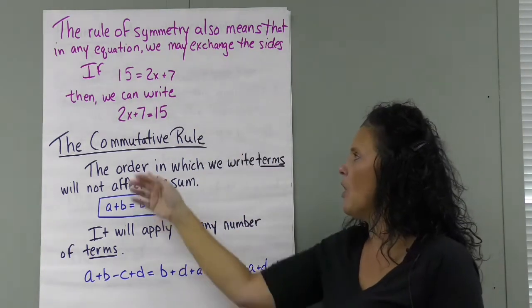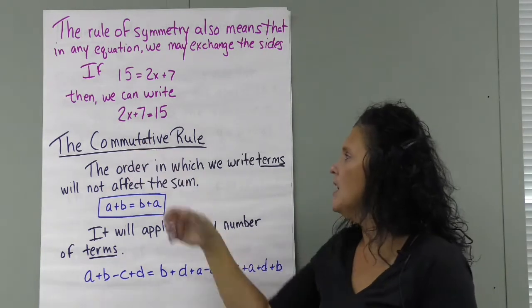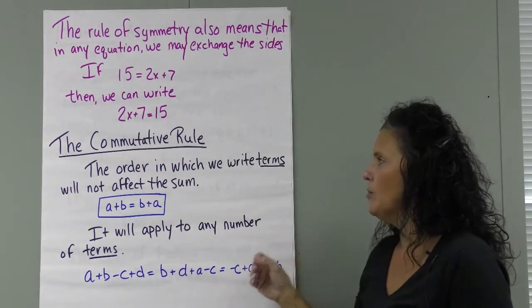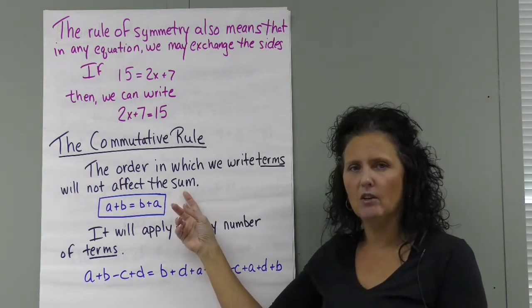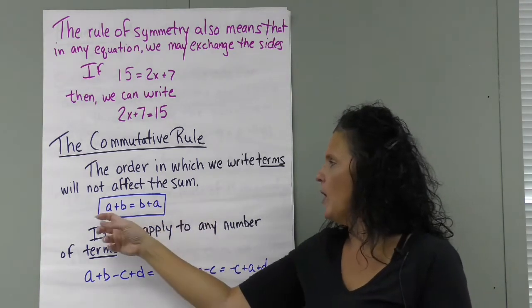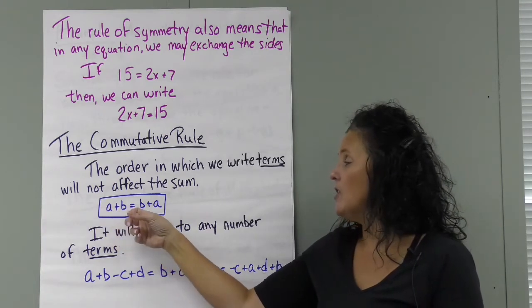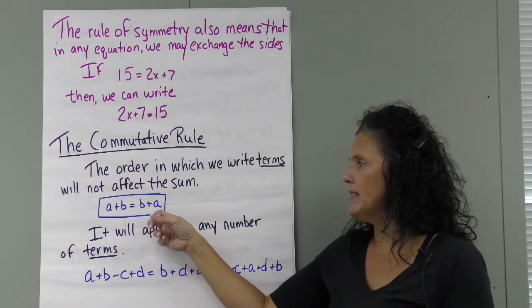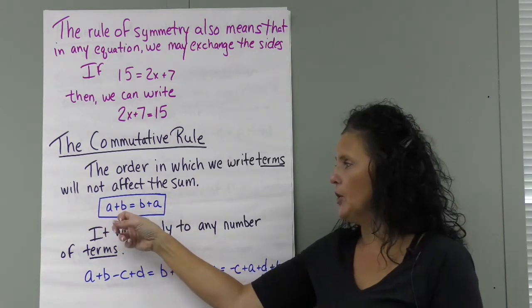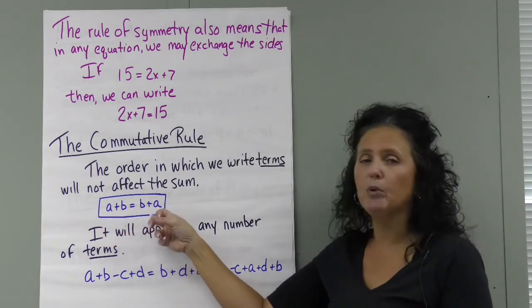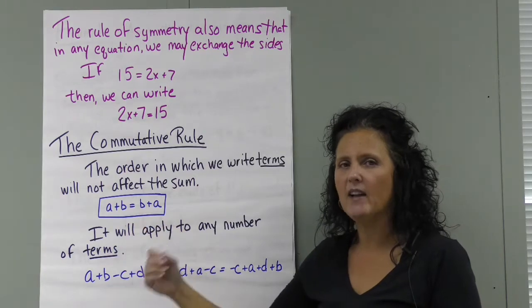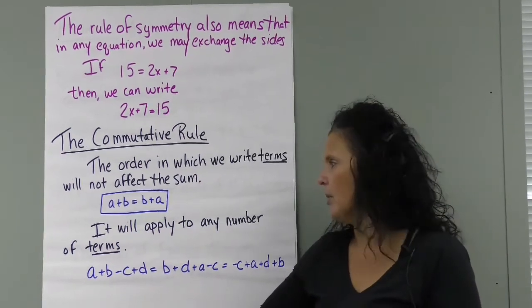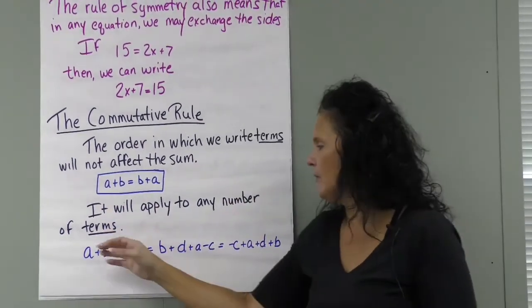The second rule is called the commutative rule, right? And the order in which we write terms will not affect the sum. When we talk about sums, that's addition, correct? Sum. So if we have a plus b, that is also equal to b plus a. If you had 1 plus 2, it's also equal to 2 plus 1. No matter what order we put these in, it doesn't change the fact that when we add them, we get the same number.